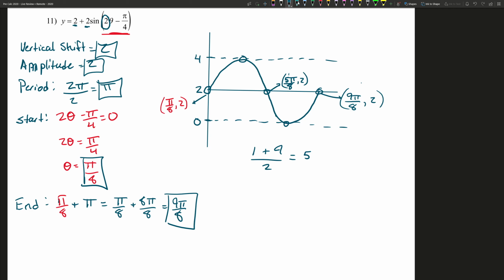We do the same thing for the maximum, right, except we're looking at the midpoint between pi over 8 and 5 pi over 8. So 1 plus 5 divided by 2 gives us 3. So this point right here is 3 pi over 8, comma 4.